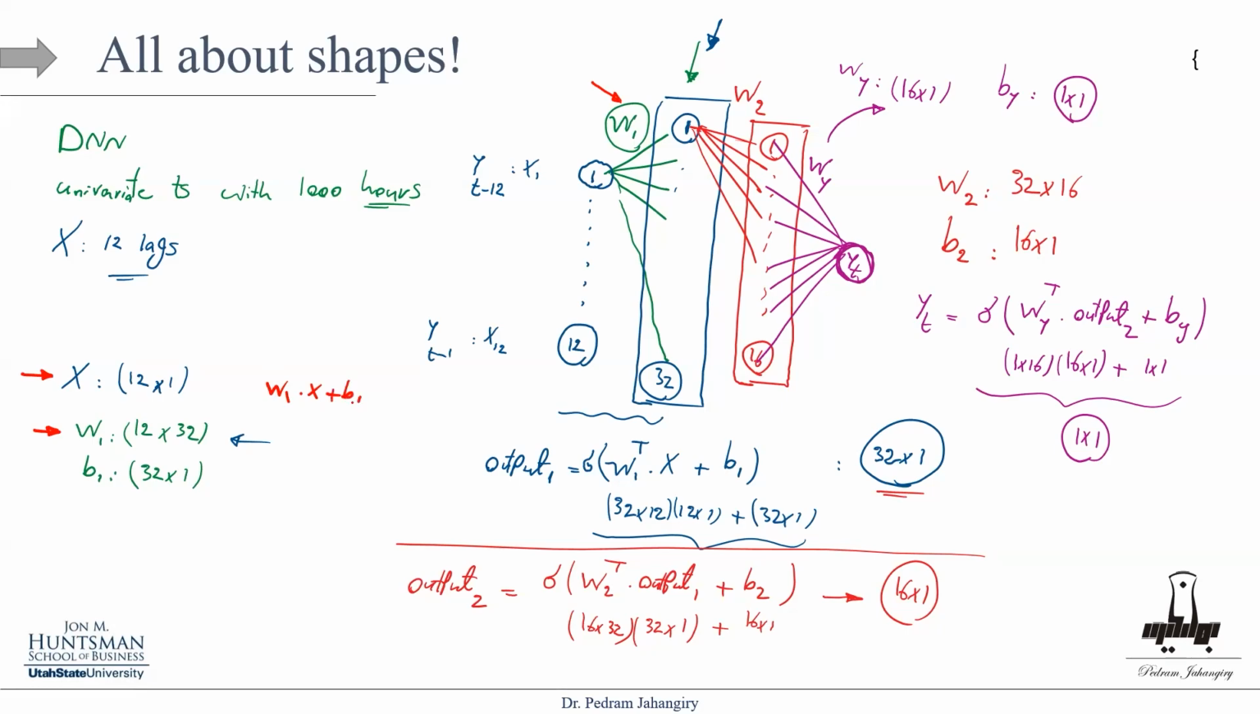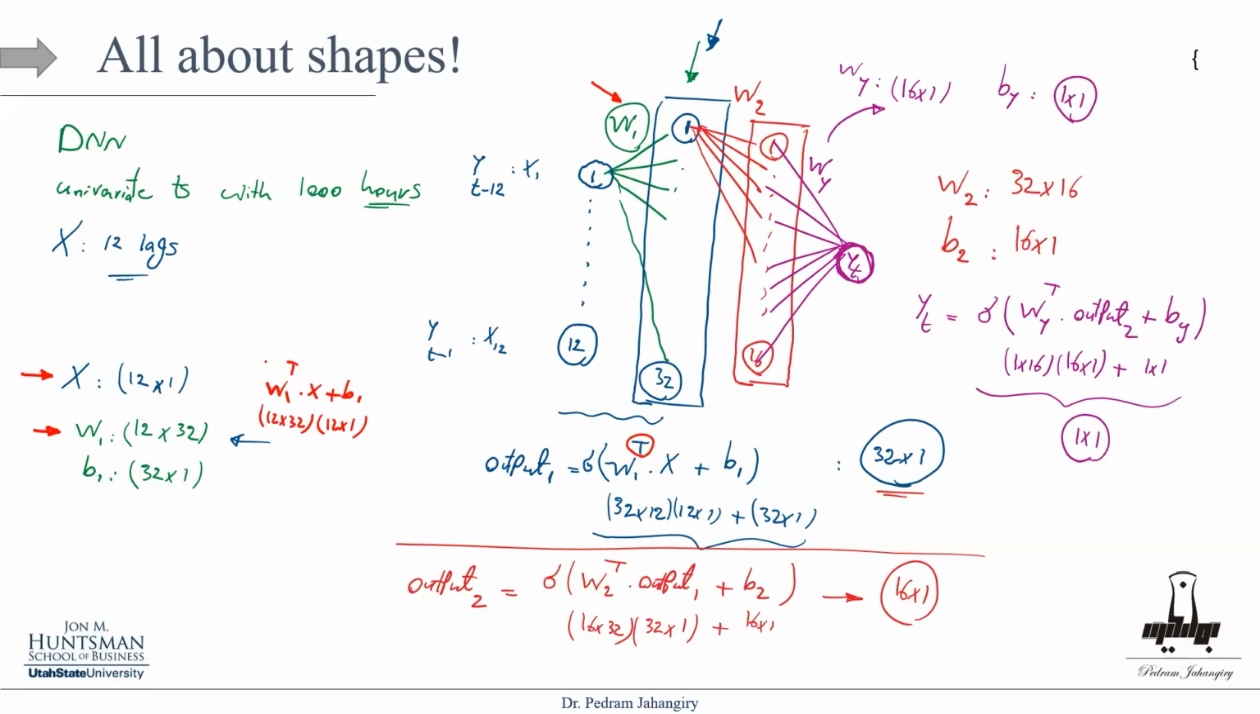And then if I want to write it in matrix algebra, W1 we say is 12 by 32, and then X was 12 by 1. So I cannot do this matrix multiplication. That's why we need to transpose it. So that's why we have this transpose here.